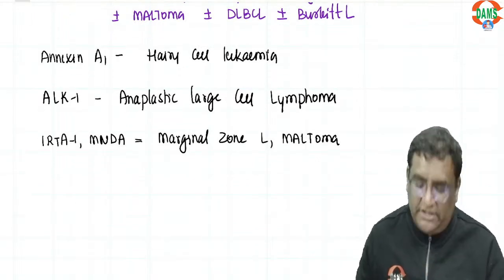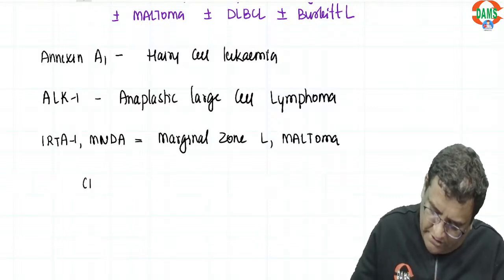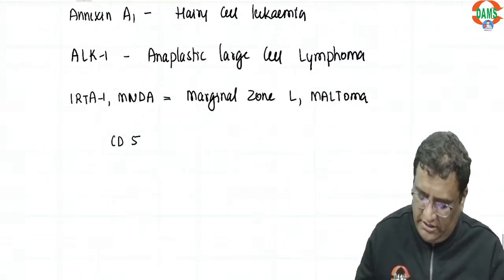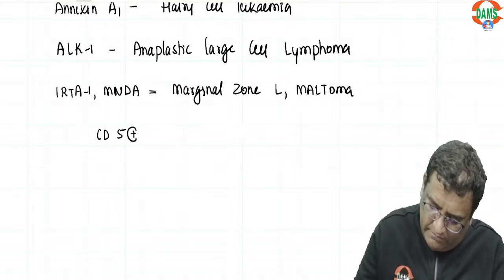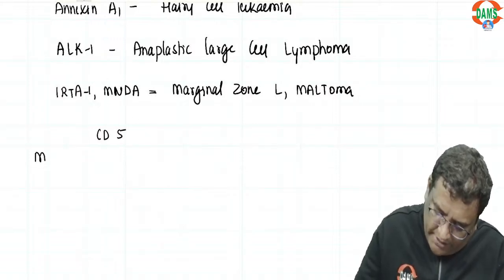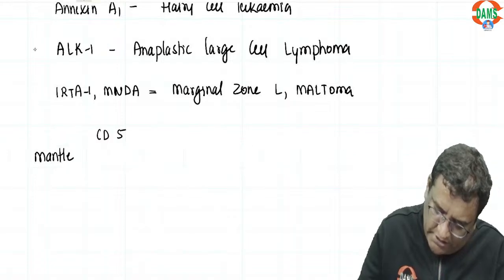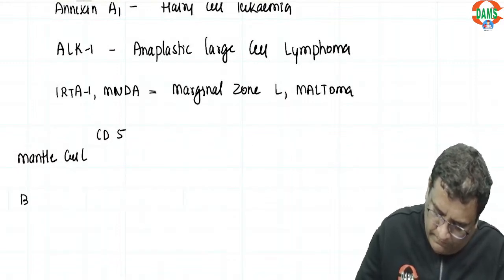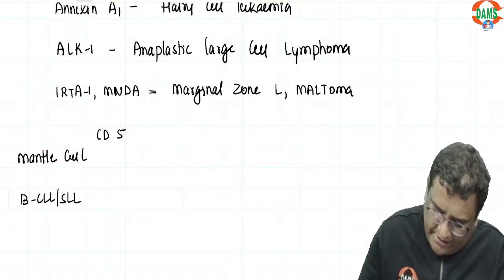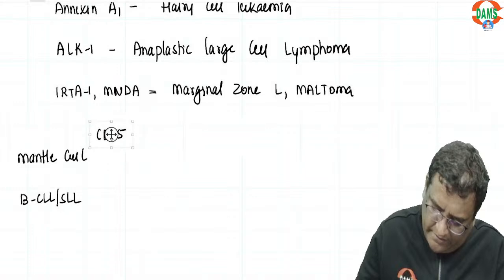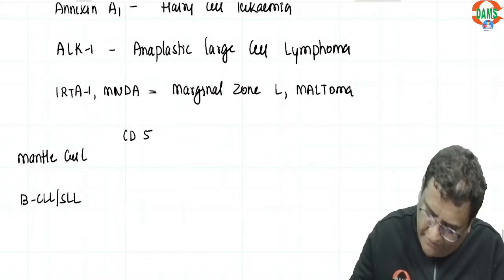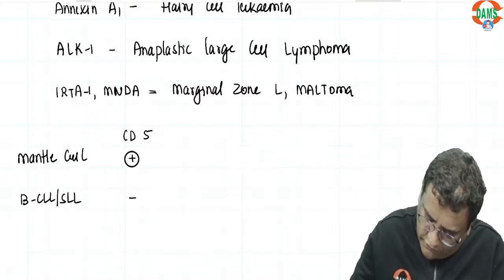Next I'm interested in CD5. CD5 is a B cell marker and also pre-germinal center. So CD5 positivity means what? It could be either a mantle cell lymphoma, isn't it? So differential diagnoses for CD5 positive are, one, mantle cell lymphoma. Another is BCLL SLL, isn't it? So CD5 positive could be either mantle or BCLL. Both of them will be positive for CD5.